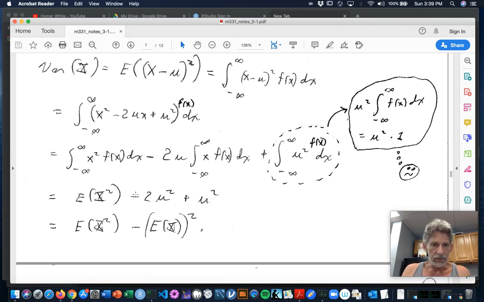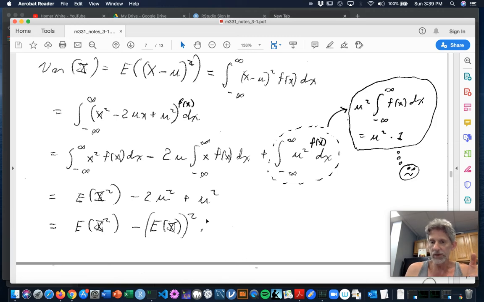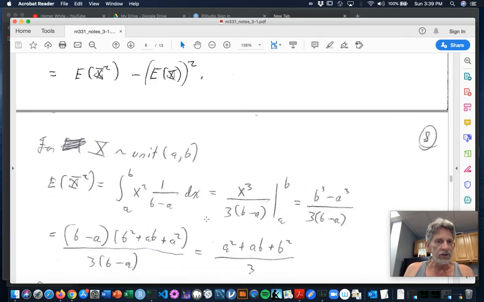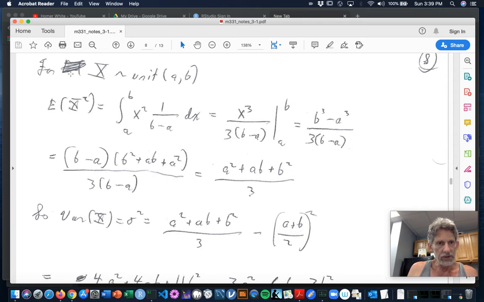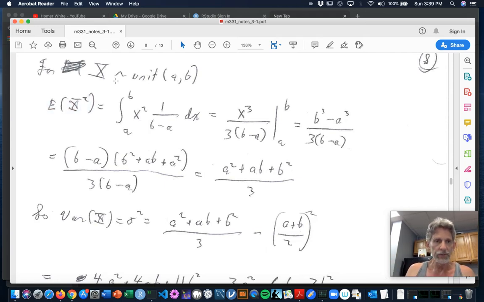And then I just look at it, and I've only got a minus mu squared left out of this stuff. So I could write it as expected value of x squared minus the expected value of x, squared. So same shortcut formula as for discretes. So now if I want to take this to the uniform distribution, my approach would be, let's just find the second moment around the origin first.